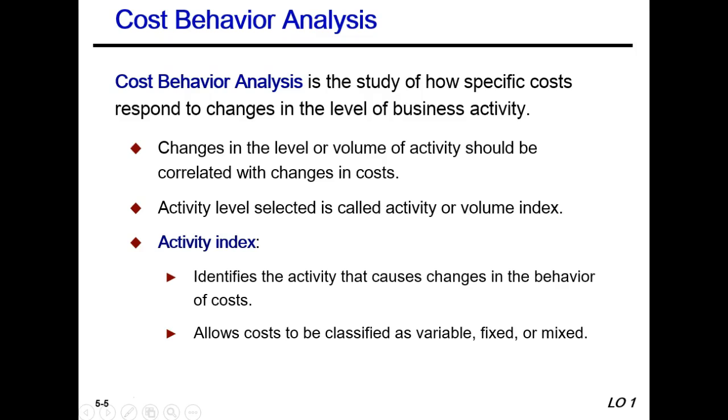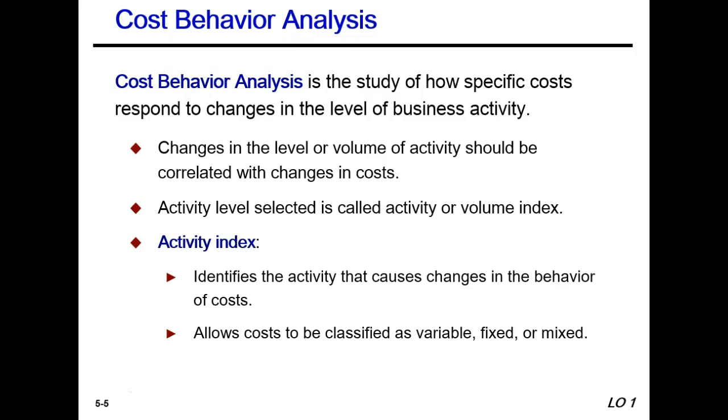Okay, so changes in the level or volume of activity should be correlated with changes in costs. Activity level selected is called the activity index or the volume index. Now, an activity index is going to identify the activity that causes the changes in the behavior of the costs. It allows costs to be classified as variable costs, fixed cost, or mixed cost.